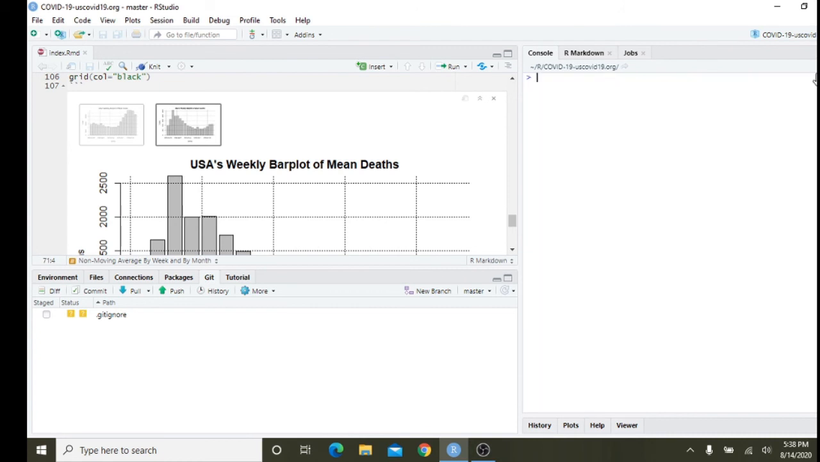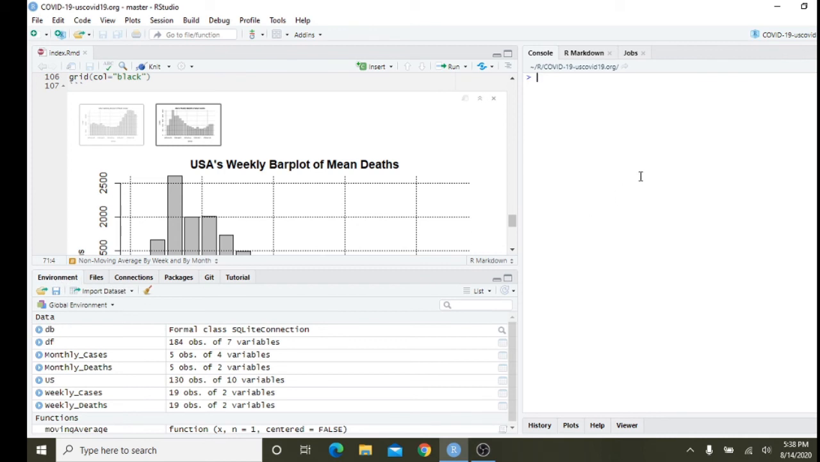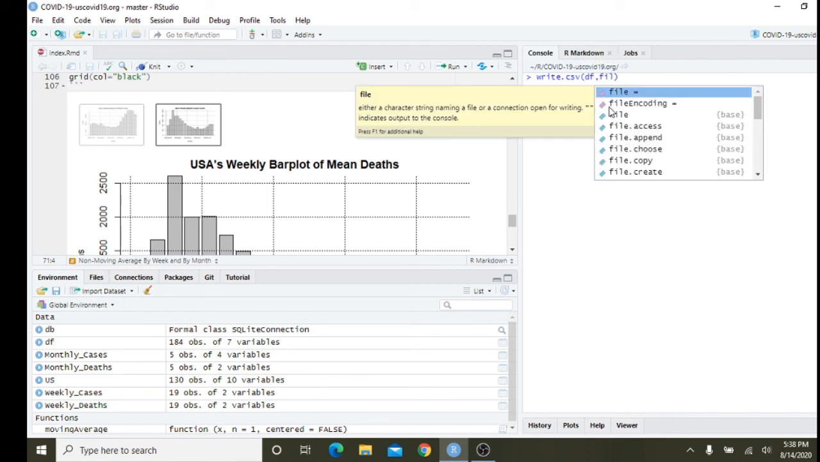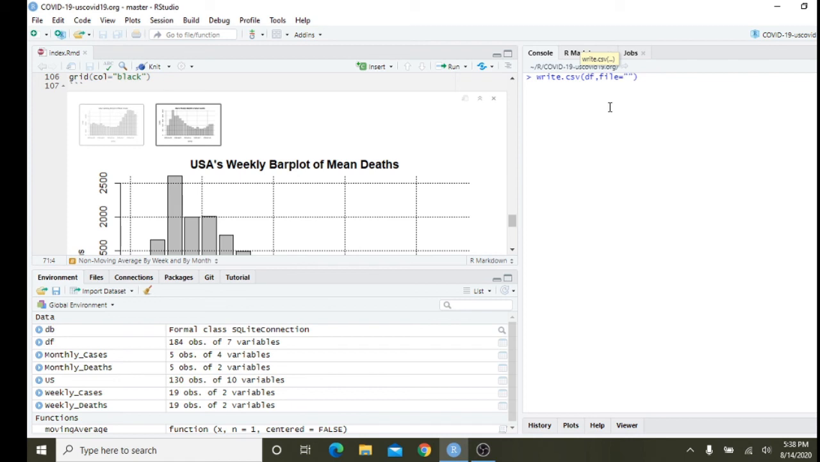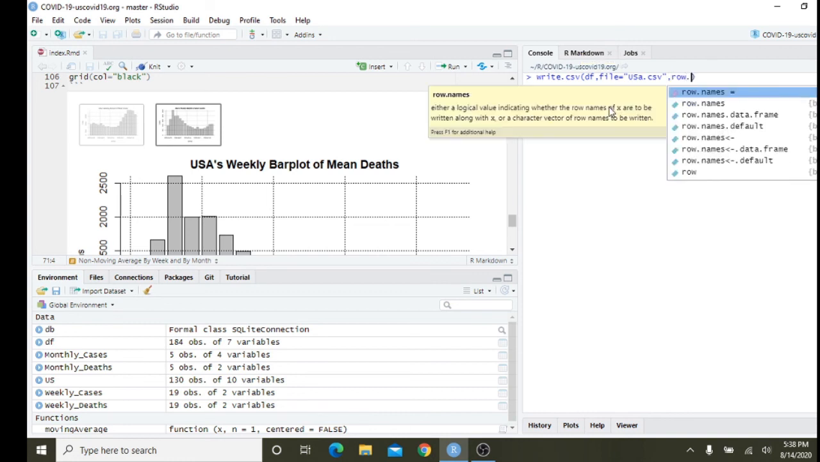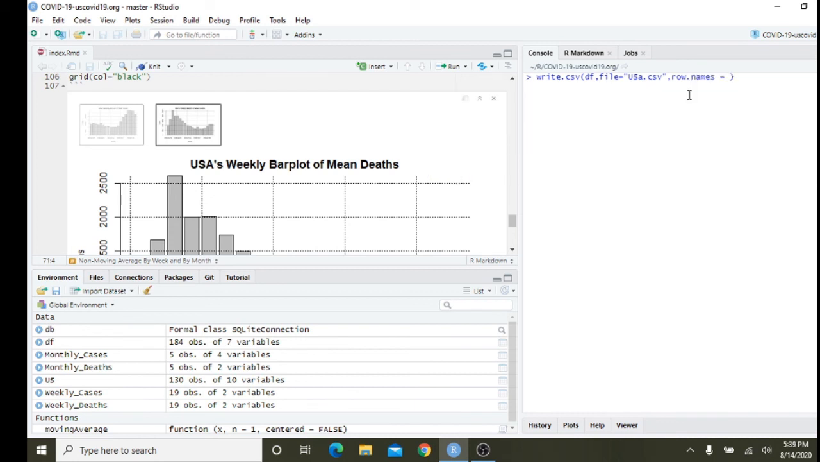And I'm going to do one more thing, which is going to be a bonus, so to speak. We've got 184 days worth of data. So let's just do write.csv, df, comma, equals, and we'll come back to this USA file here in a bit.